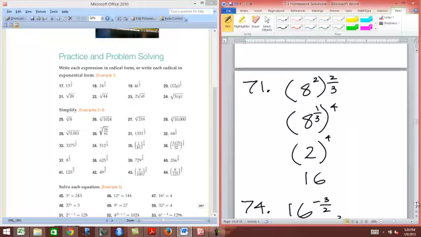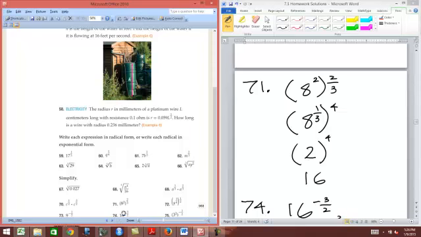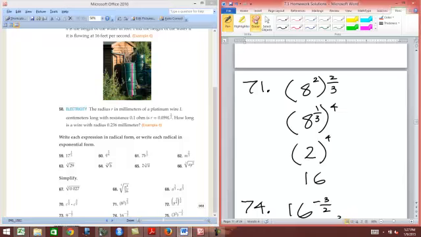Problem 71: 8 squared, to the 2/3. That's an exponent. It doesn't really look like an exponent, so let me make that more exponential looking. To the 2/3. Okay. Now I'm going to write it.